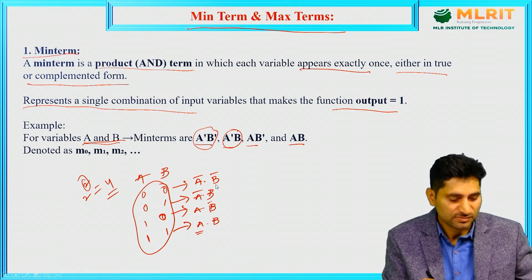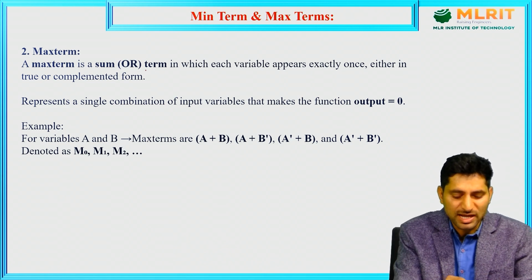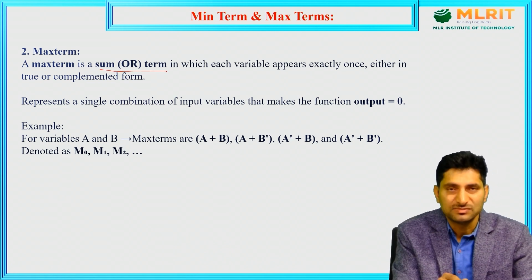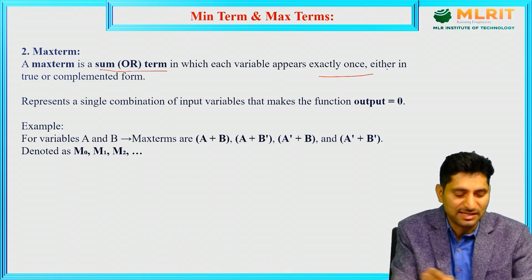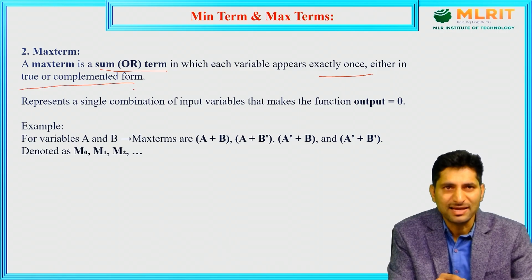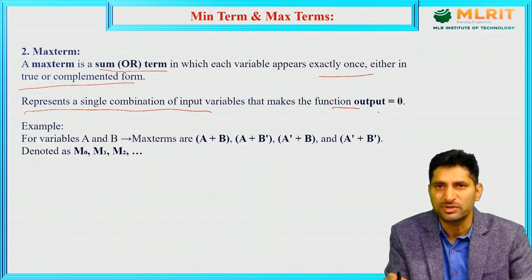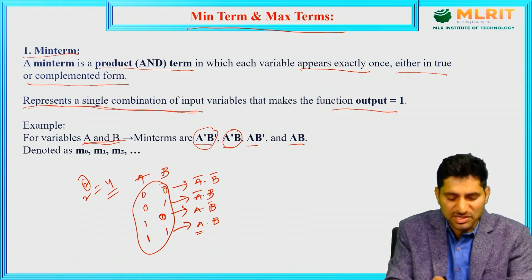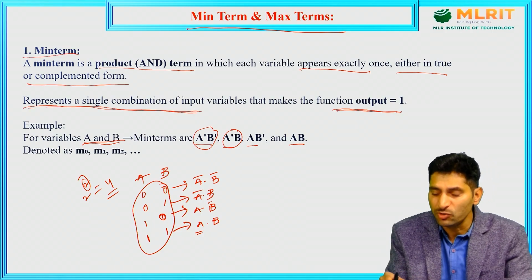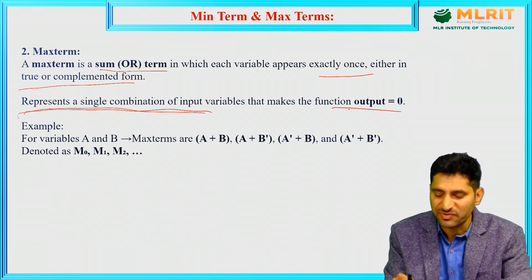Next one. What do you mean by max terms? A max term is also known as a sum term, often an OR term, in which each variable appears exactly once, either in its true form or complemented form. Max terms are used by the OR gate mostly, to represent a single combination of input variables that makes the function output 0. In the previous case, a min term represents a single combination of input variables that makes the function output 1. But here it represents a single combination of input variables that makes the function output 0.